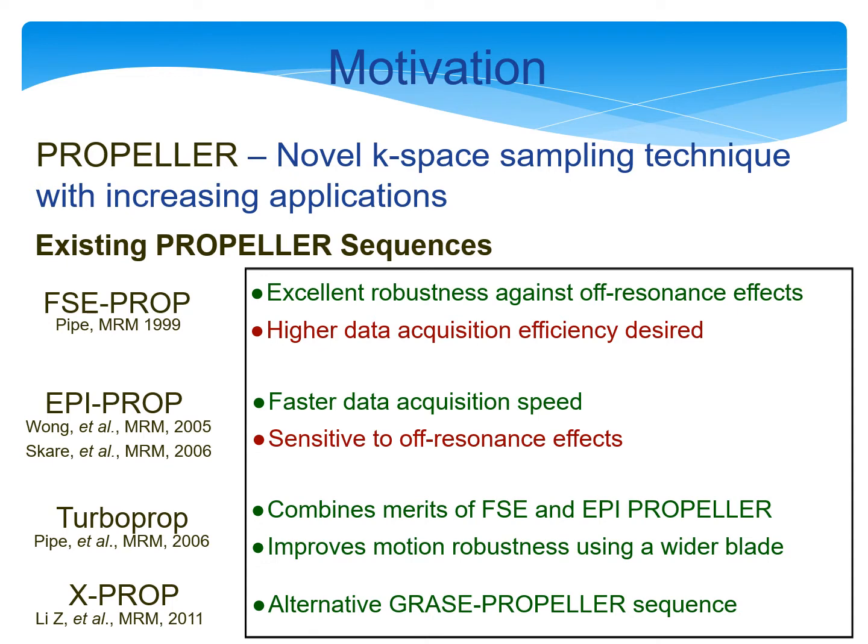Subsequently, Turboprop, a gradient and spin echo based sequence, was introduced that combined the merits of both FSE propeller and EPI propeller. Additionally, Turboprop also improved motion robustness using wider blades. More recently, XProp, an alternative GRASE propeller sequence, was introduced. I will discuss XProp in comparison with our technique of SteerProp later.